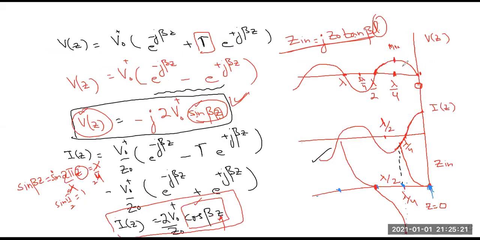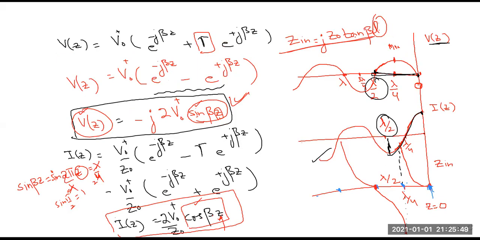If you go back, when I was plotting voltage, at this point voltage is 0. So after how much distance is the voltage again 0, at this point? And how much is this distance? Lambda by 2. Similarly, current is maximum over here. After how much distance do you get the same behavior again? If you see, you get the same behavior at lambda by 2.